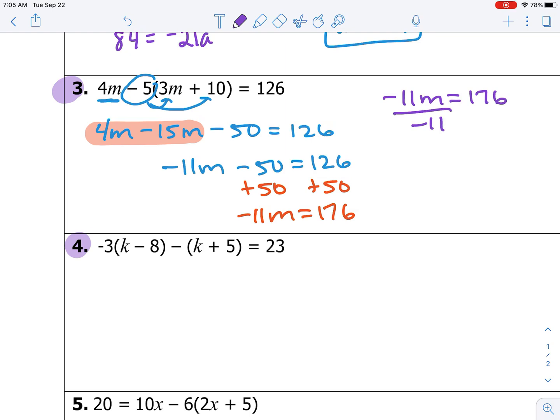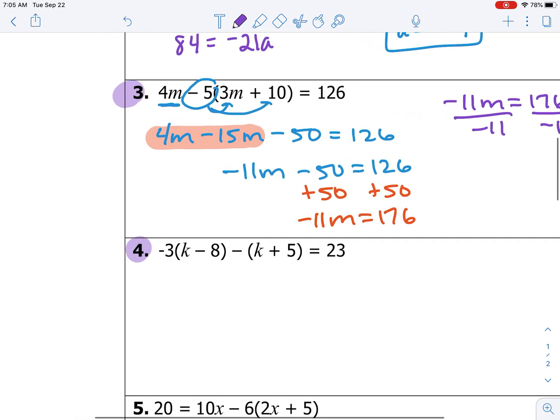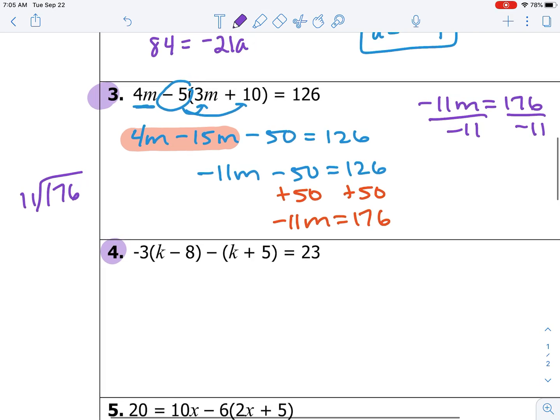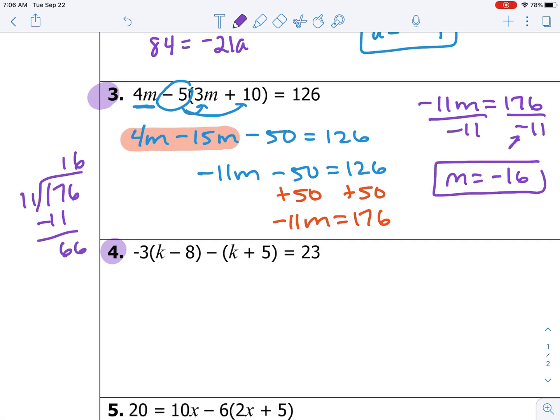Divide both sides by negative 11. So 176 divided by 11. 11 won't go into 1, but 11 will go into 17. How many times? 1 time. Have 66 left over. How many times will 11 go into 66? 6 times. So m is negative 16. Why is it negative 16? Because the 11 was negative and the 176 was positive. A positive divided by a negative is negative.